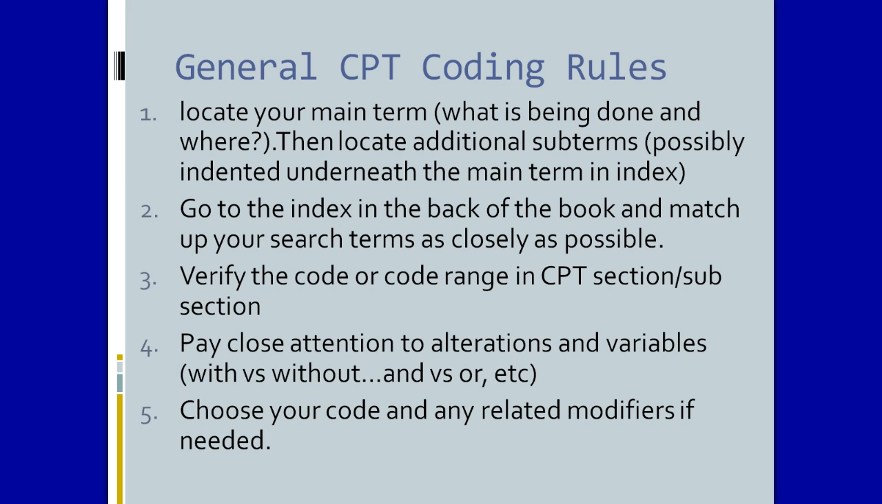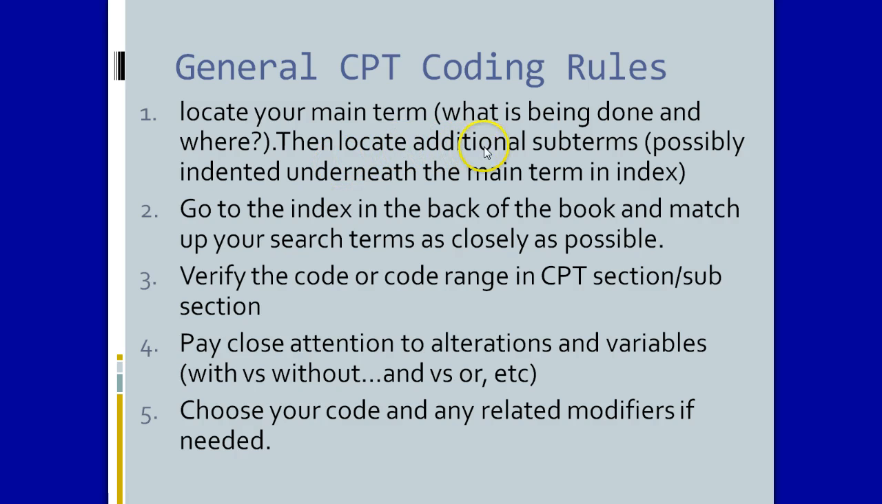Okay, so number one, we will locate our main term inside of the index, and the main term is what is being done and where. So when you see a line of information that needs to be coded, the first thing you ask yourself is what and then where, and that's what you highlight. That's one of the first things you highlight.